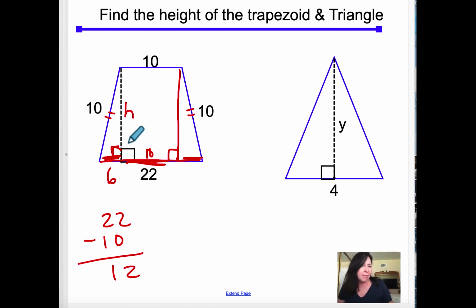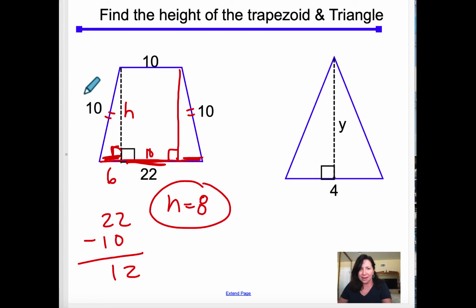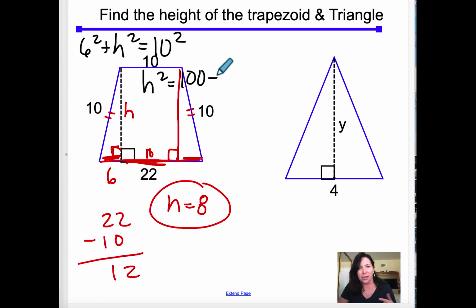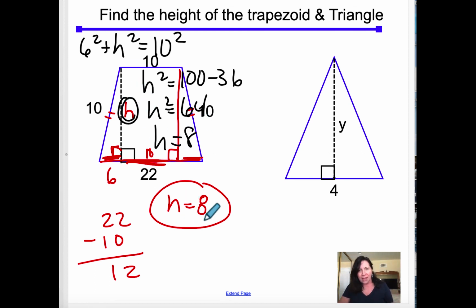This is a right triangle. I don't know anything about my angles, but I do know that it is a right triangle. I do recognize that it's a Pythagorean triplet, which means that my height is 8 because it looks like a 6, 8, 10, right? However, I could do this for you and just go, well, 6 squared plus h squared is equal to 10 squared. So h squared is equal to 100 minus 36. So h squared equals 64. So h is equal to 8. And that's where that height came in as 8.